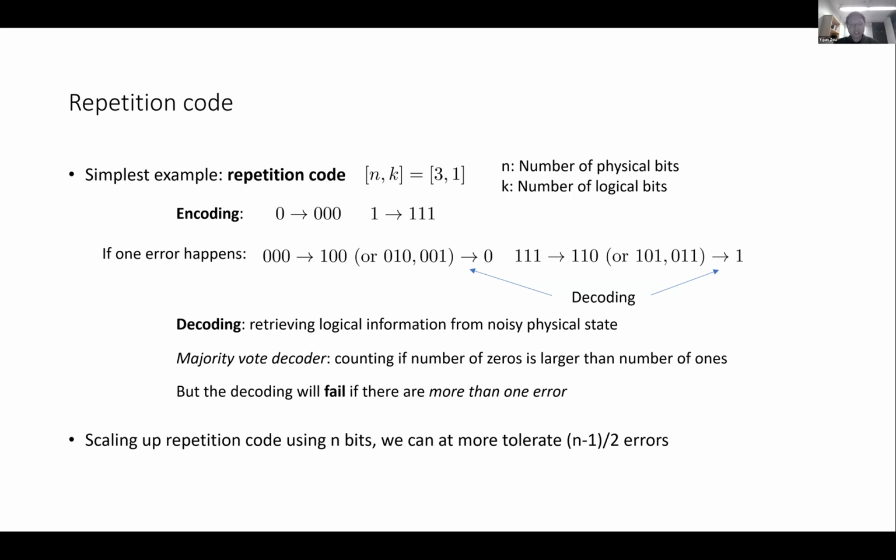But there's a simple generalization of this code. You can try to store 1 bit into n bits. You just make n copies of the original bit. In this case, you can tolerate more errors with this majority vote decoder. As long as less than half of the bits get flipped, you can always decode correctly. So at most, you can tolerate (n-1)/2 errors. So that's the repetition code, which is a classical example of error correction.